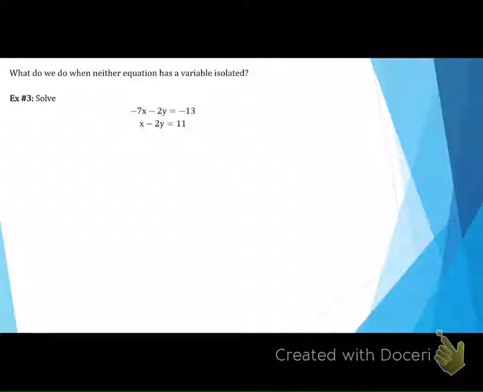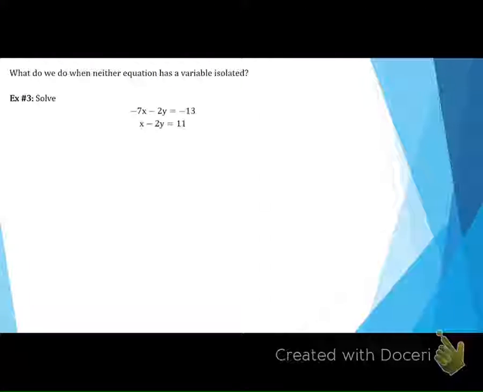Okay, so now what? We don't have a variable isolated at all. So we said step 1 was to get a variable isolated. And it's really important that we pick the best variable to isolate. So which variable in this situation would be the easiest to isolate? Kaylee? X in the second equation. Yeah, x in the second equation.